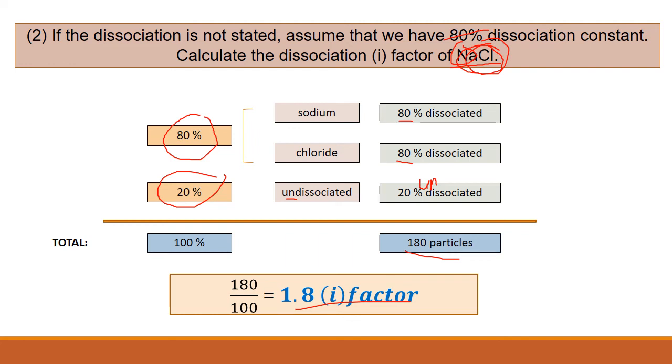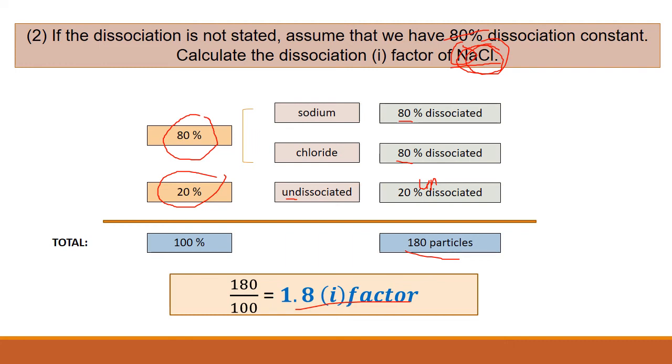So remember that we have two ions here. You have sodium and chloride. This is a positive and a negative charge. So we have to separate the sodium and chloride, and we are going to assume that it is 80%. If we are going to get the percentage, we are going to use only 80%. But if we are talking about the particles, we have to distribute 80% to both. So, sodium and chloride.